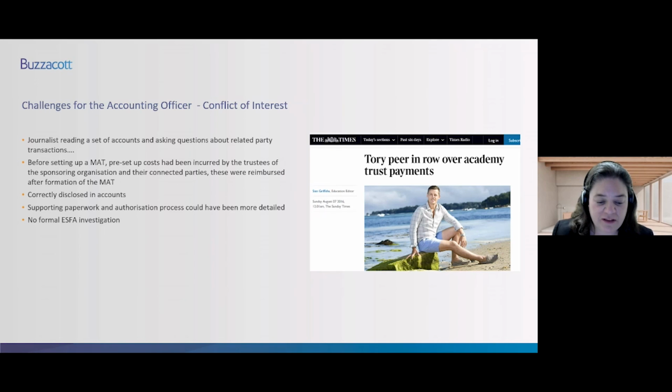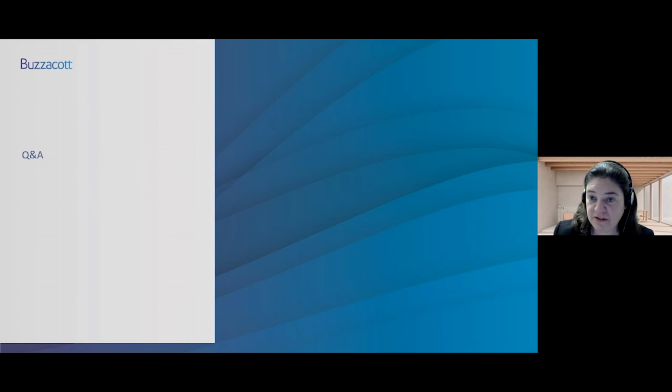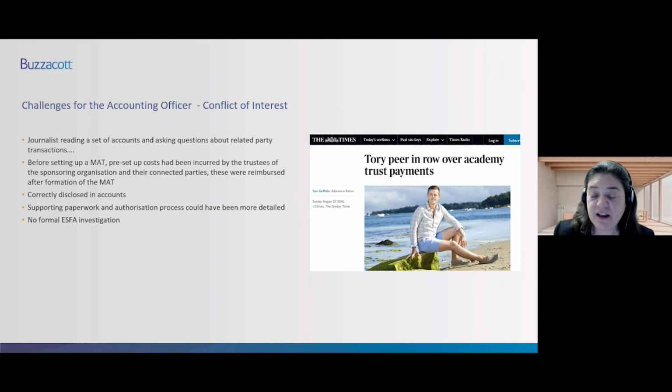But the background was that the sponsoring entity and an individual trustee had incurred some quite significant costs before the academy was formed, which were then reimbursed from the Multi-Academy Trust, and it was disclosed in the financial statements in the first year of the trust. The academy had gone through the appropriate process. There was documentation, the minutes were there, although with 2020 hindsight, the board documentation could perhaps have been a bit more detailed, and the appropriate disclosure was made.